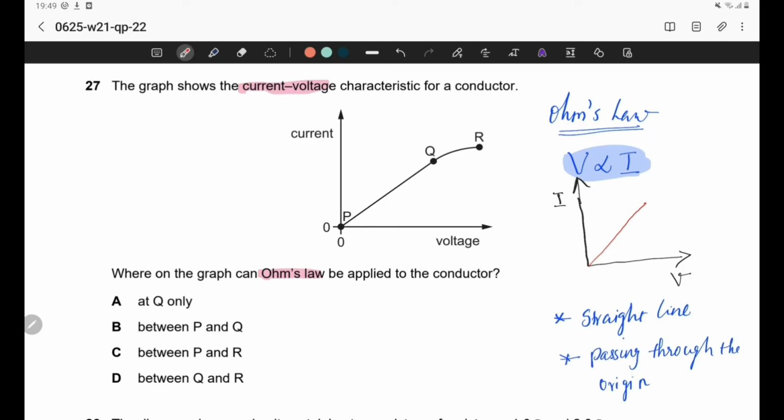So here you can see from P to Q, it starts from the origin and it is a straight line till Q. That means from P to Q, voltage is directly proportional to current, and that is nothing but Ohm's law. Therefore, on the graph, Ohm's law can be applied from P to Q. Therefore, the correct answer is option B.